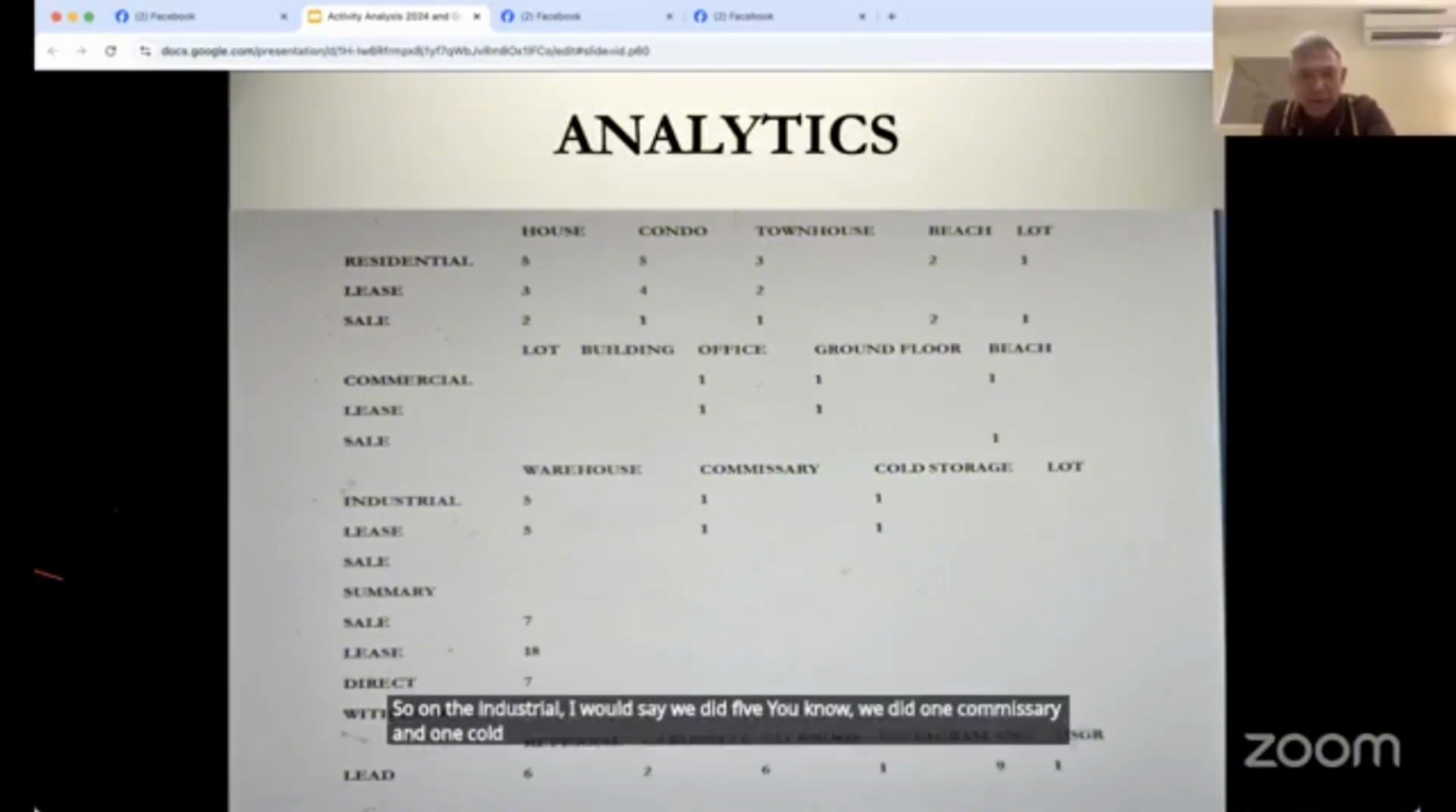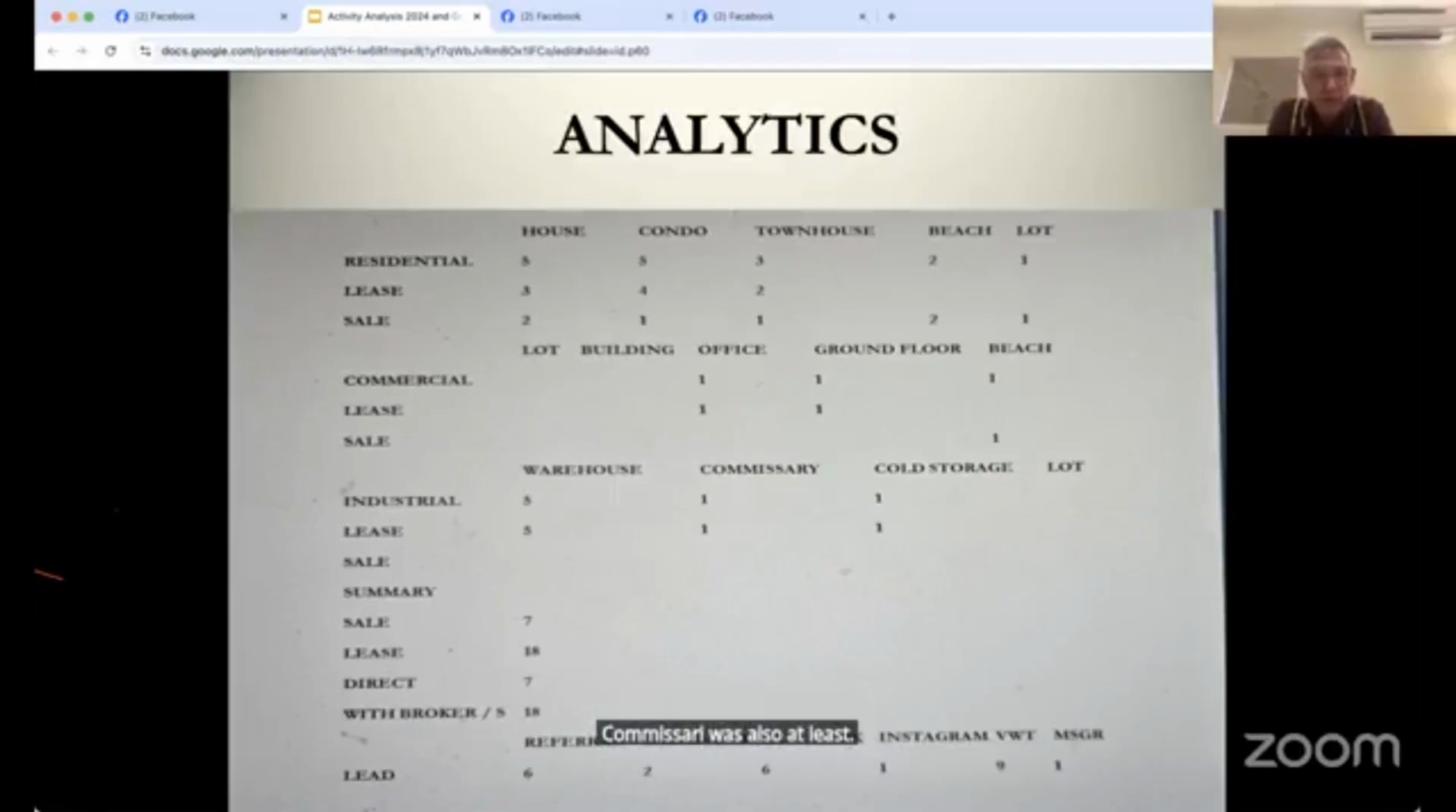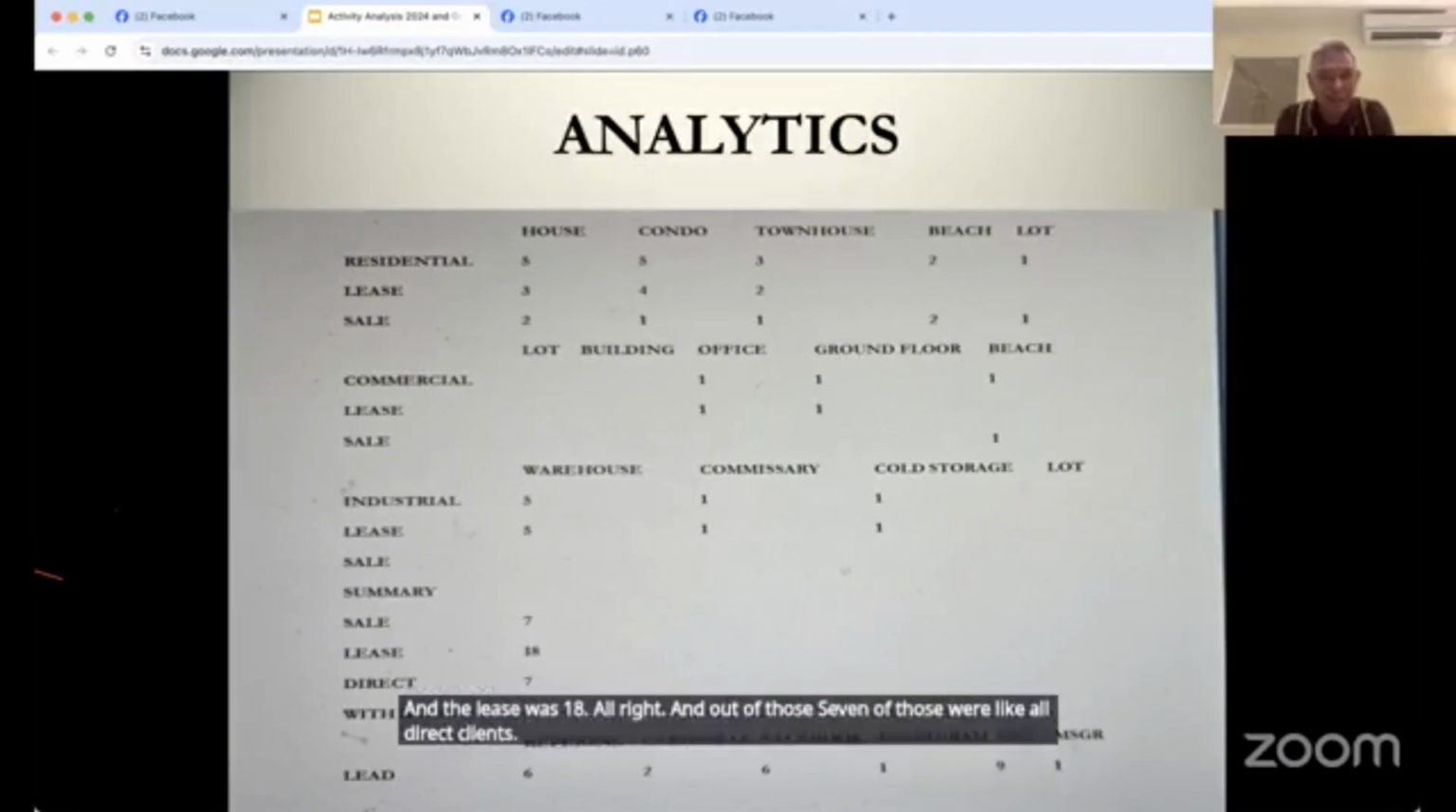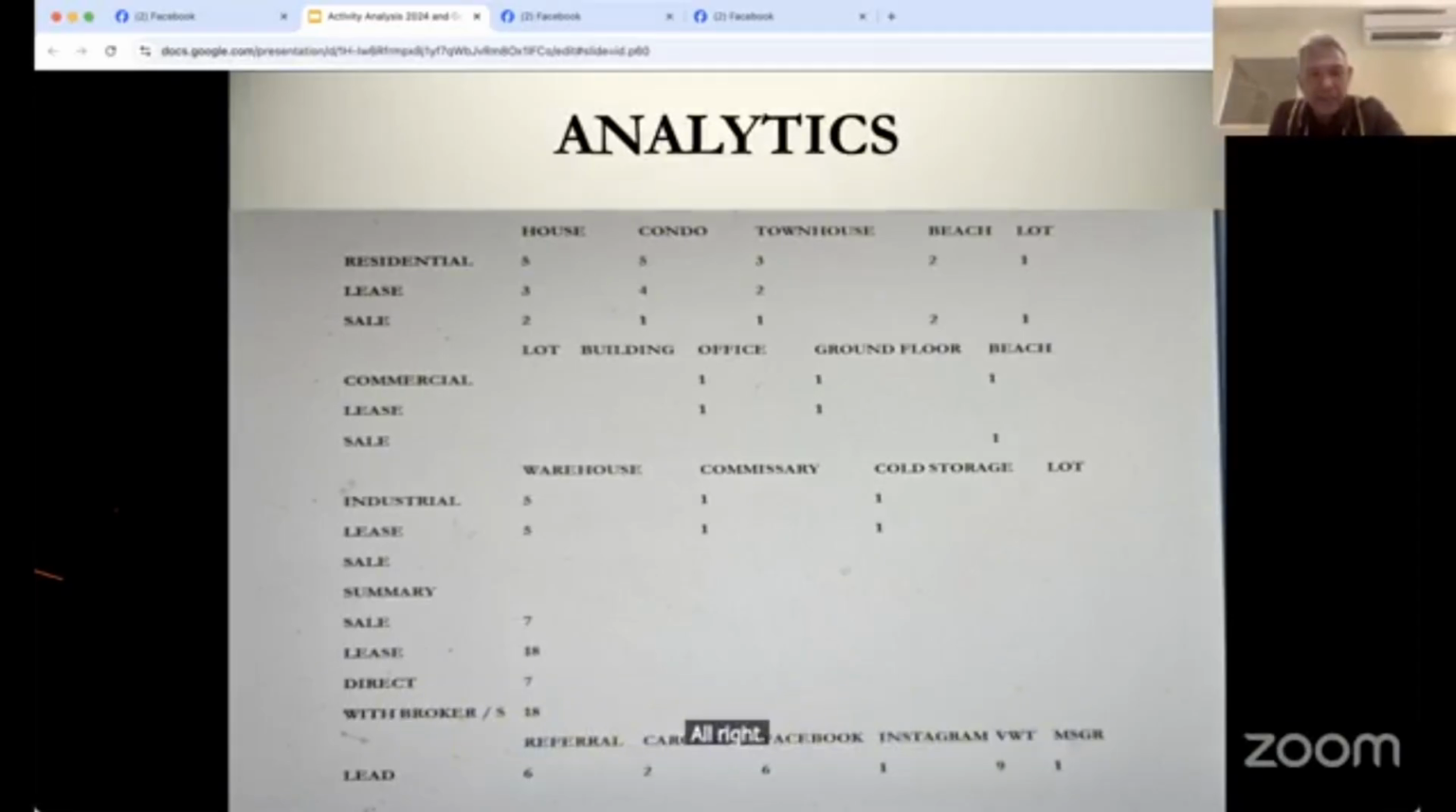But out of that, on the industrial and the warehouse, they were all leases, no sale. Commissary was also a lease, cold storage also a lease. At the end, you count your sales was a total of 7 last year, and the lease was 18. And out of those, 7 were all direct clients, and 18 were with co-brokers. Again, it's a good way of analyzing yourself.